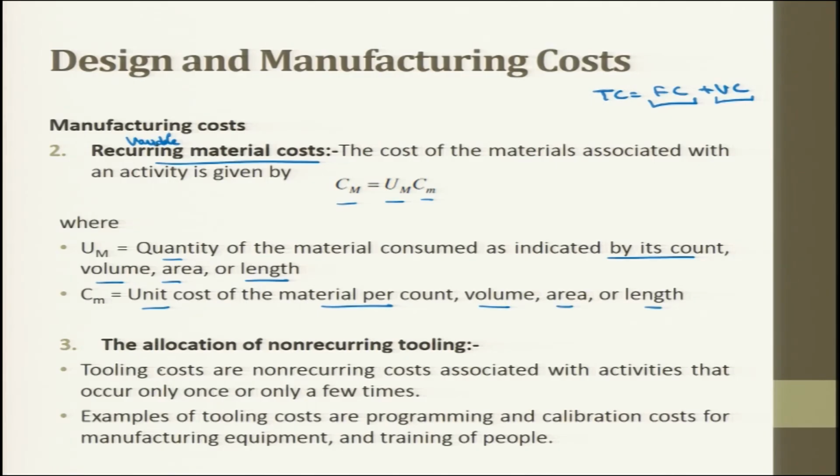So, the allocation of non-recurring tooling is the third member here. Tooling costs are non-recurring costs associated with the activities that occur only once or only a few times. Examples of tooling costs are programming, calibration costs for manufacturing equipment, training of the people. So, these are all known as tooling costs. So, this is the third factor.